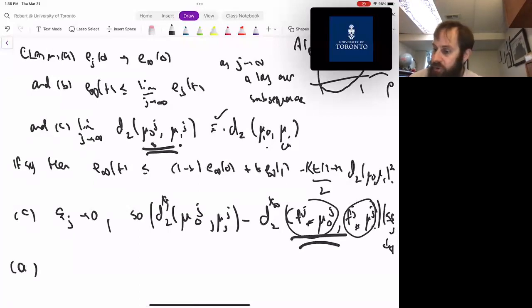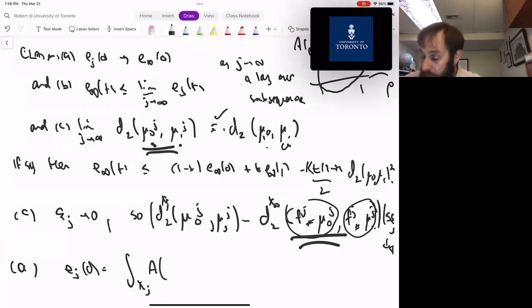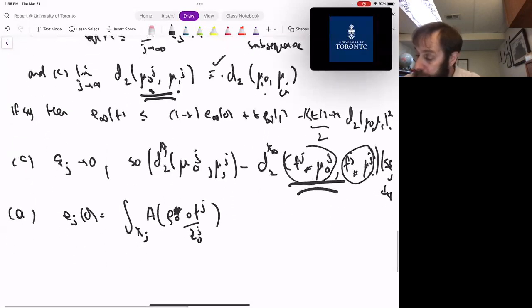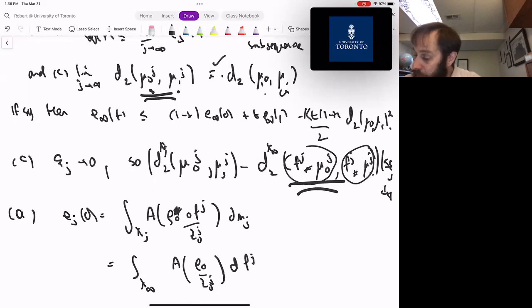And I also should talk about part A. So for part A, E_J of zero, well, that's the integral over X_J of A of rho zero composed with F_J over Z_0^J, integrated against m_J. But that's also the integral over X infinity of A of rho zero over Z_0^J, d of F_J push forward m_J.